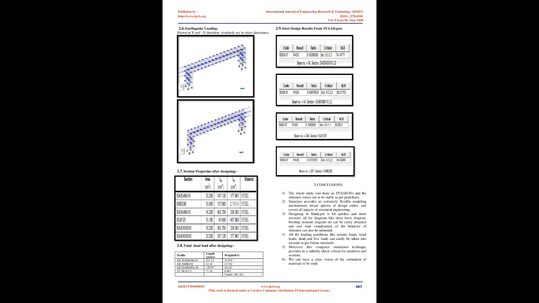2. Methodology. 2.1. Survey. It was done using Theodolite and was then plotted using AutoCAD. From the drafted plan, the calculated span equals 30 m. 2.2 Specifications of footbridge. 2.3 Load calculations. 2.4 View of the STAAD.pro user interface. 2.5 3D view of the footbridge, STAAD.pro model. 2.6 Earthquake loading. 2.7 Section properties after designing. 2.8 Total dead load after designing. 2.9 Steel design results from STAAD.pro.